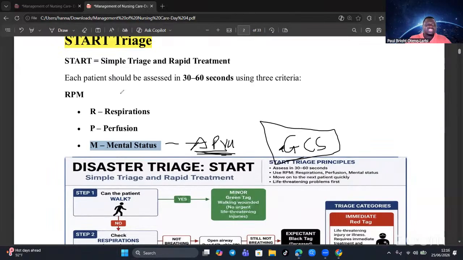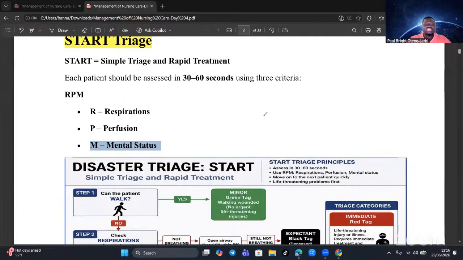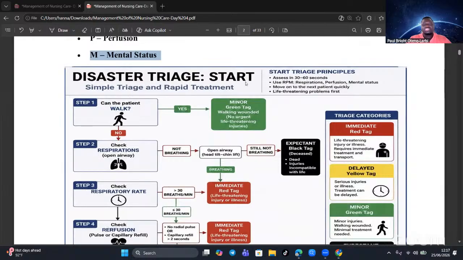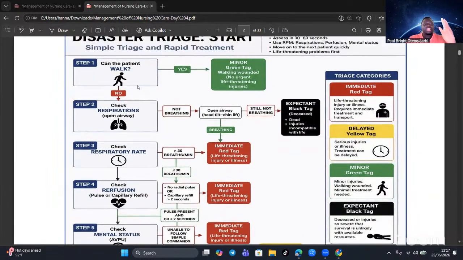Okay, so this is the chart. If you get it, you can even take it and put it on your phone. So we come, disaster starts. The team leader is our leader. Every patient has 60 seconds. Okay, so let's use RPM, respiration, perfusion, mental status, and move on to the next patient quickly. Life-threatening problems first.